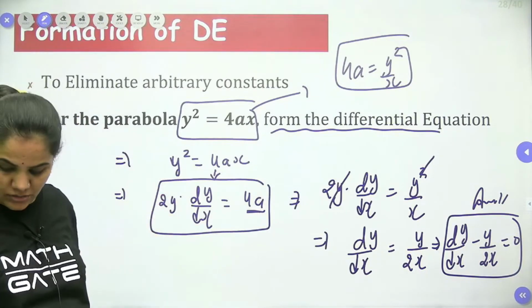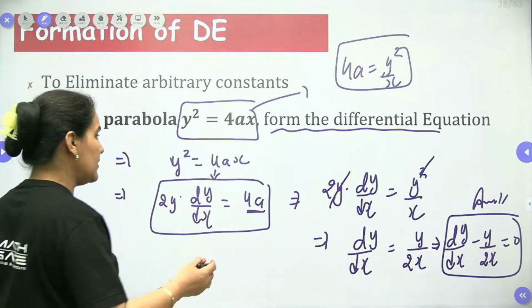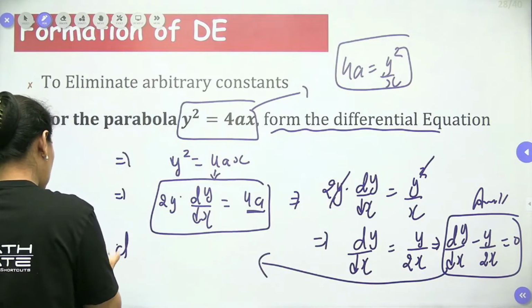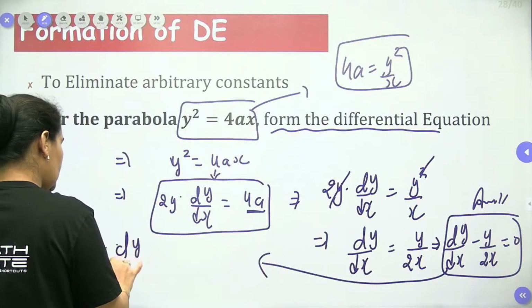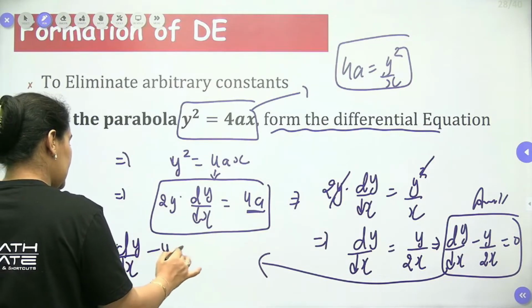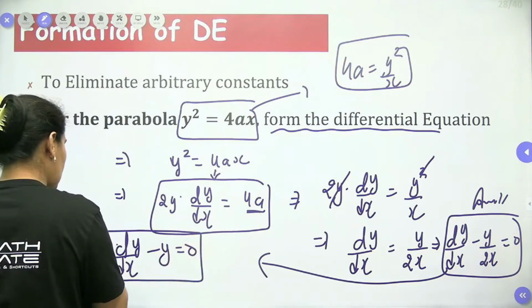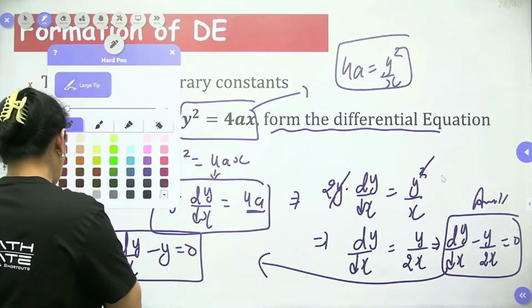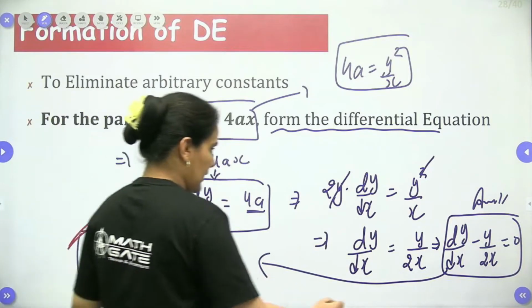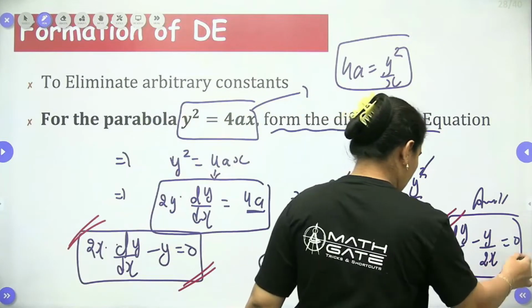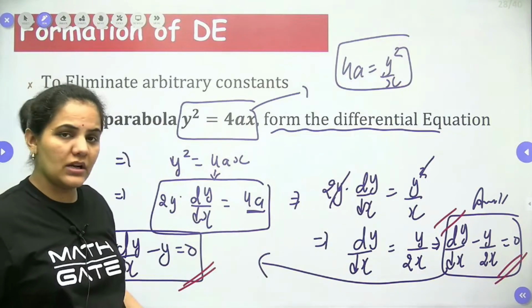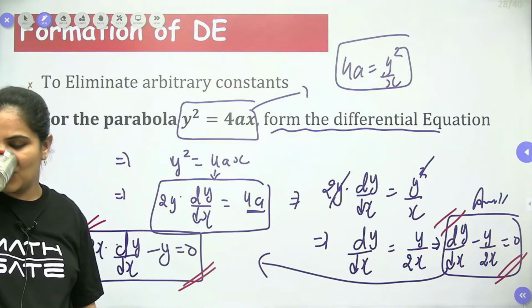Okay, if you want to write it in a different manner, you can write it like this also: 2x into dy by dx minus y is equal to 0. So this is also a differential equation, and this is also a differential equation. So this one and this one can be your form of differential equation. It depends on the options. If you have options, you can approach according to the options, guys.